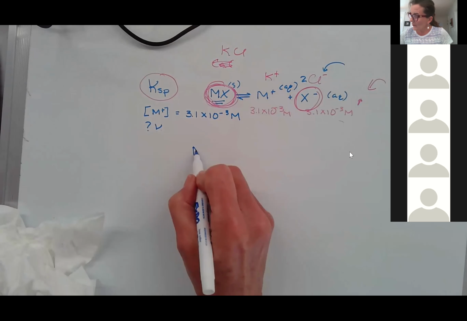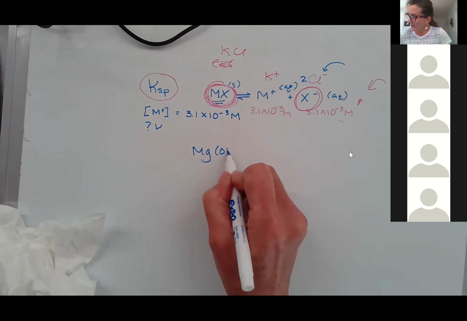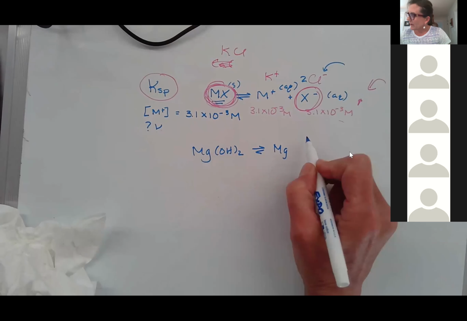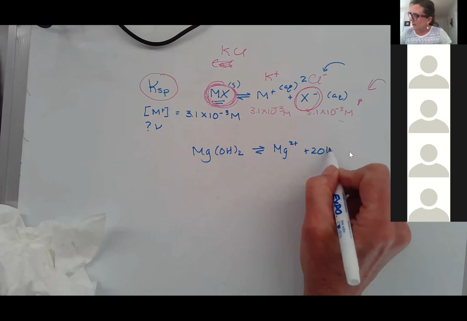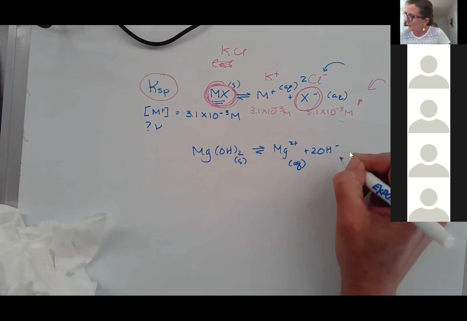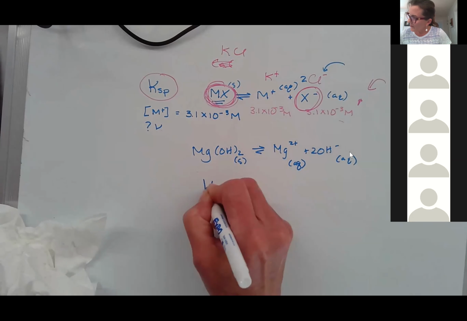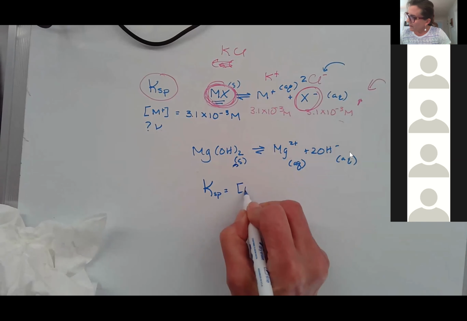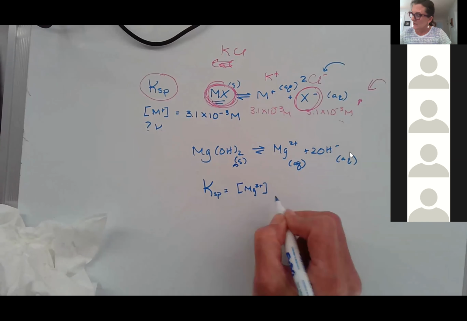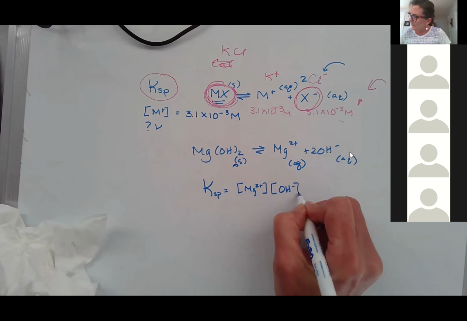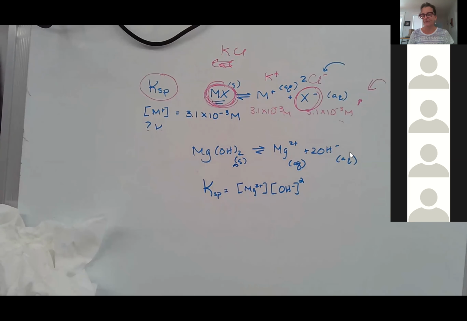So if I have magnesium hydroxide in equilibrium with magnesium 2 plus and 2 hydroxide, this is solid, this is aqueous, that's aqueous. My equilibrium expression would be, because that's a solid, the magnesium concentration, in moles over liters, times the hydroxide concentration squared.